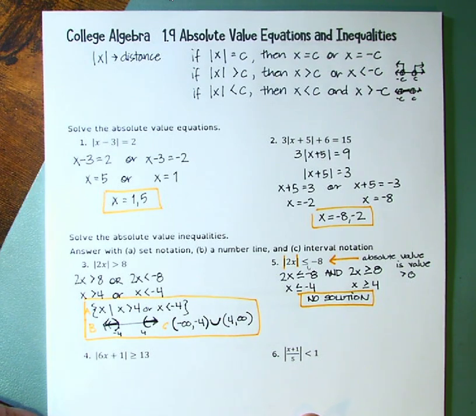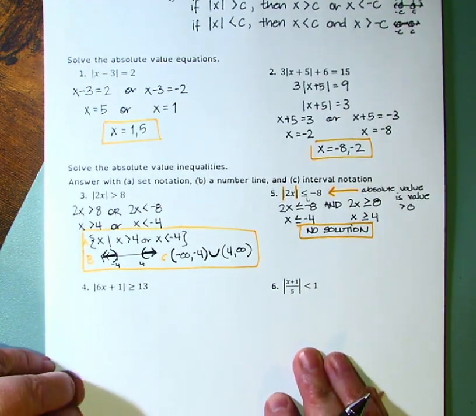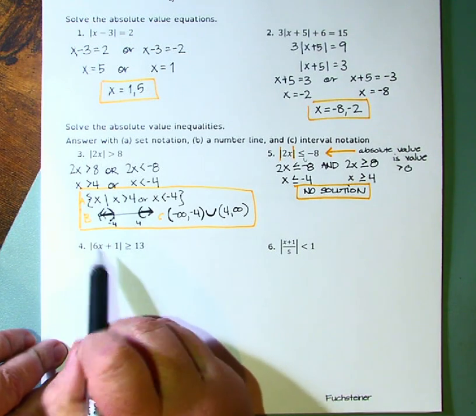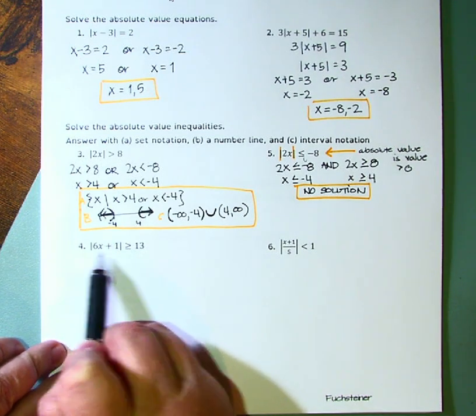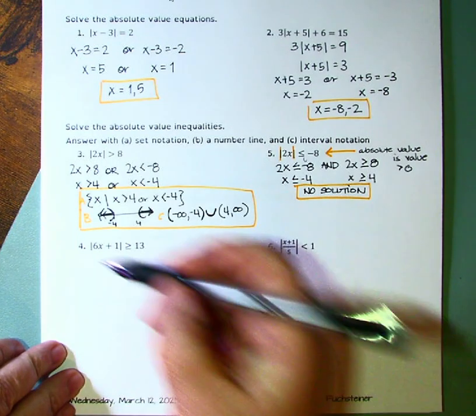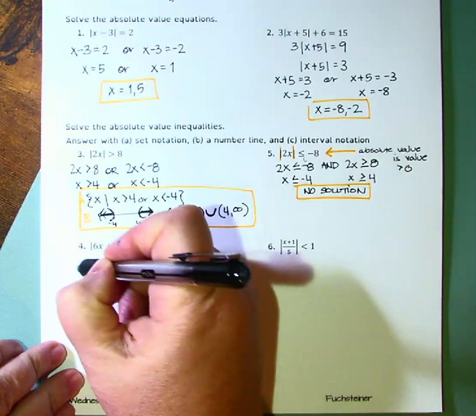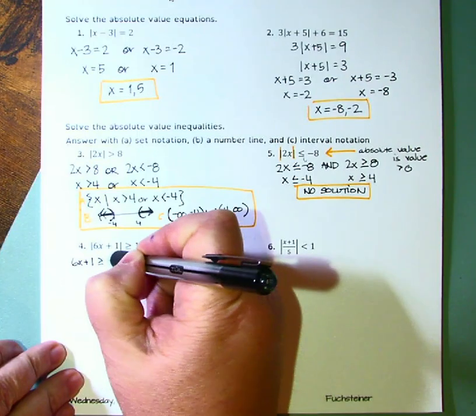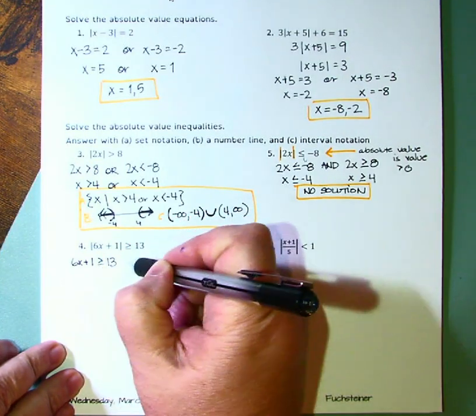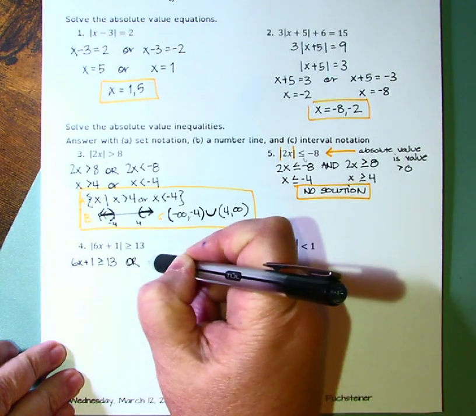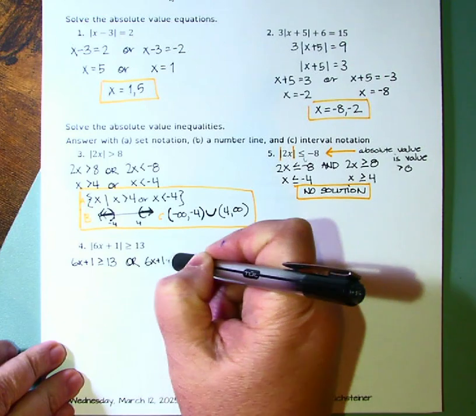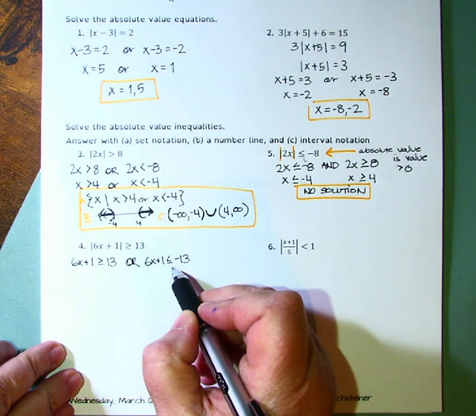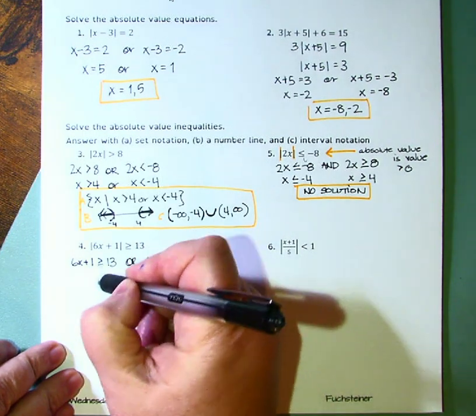All right. Let's try number 4. Here I have absolute value of 6x plus 1 greater than or equal to 13. This is greater than or equal to. So that's 6x plus 1 could be greater than or equal to 13. It's a greater than, so this is an or. That 6x plus 1 is less than or equal to negative 13. I want to change the sign and change the sign. I have two mini problems to solve here.